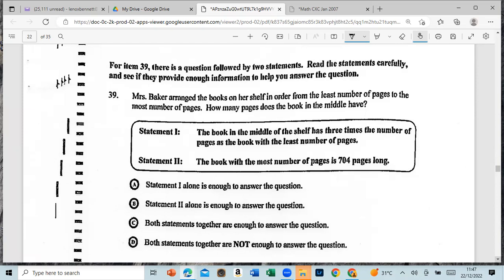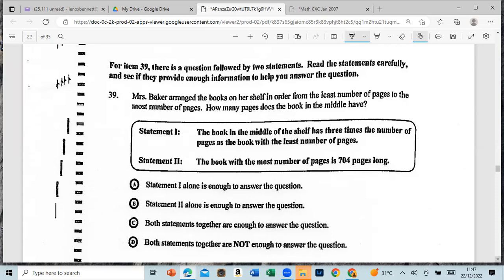How many pages does the book in the middle have? Statement 1 says the book in the middle of the shelf has 3 times the number of pages as the book with the least number of pages. And statement 2 says the book with the most number of pages is 704 pages long.